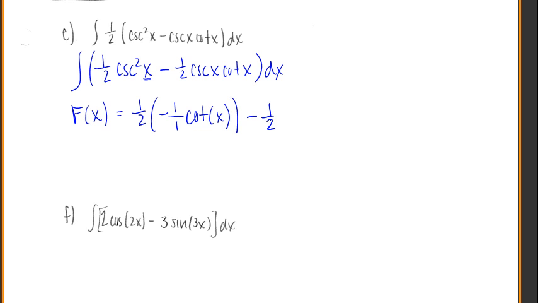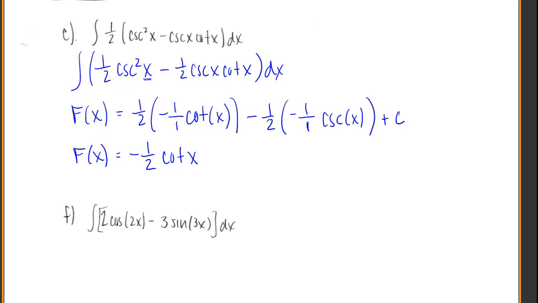Pull off the 1/2 for a second, and then the integral of cosecant x cotangent x. Again, if there was a number attached, it would be -1 over whatever that number was, and then cosecant of the angle, and then all of that plus c. Okay, so the indefinite integral would be -1/2 cotangent of x plus 1/2 cosecant x, and then plus c. And that right there is our answer.